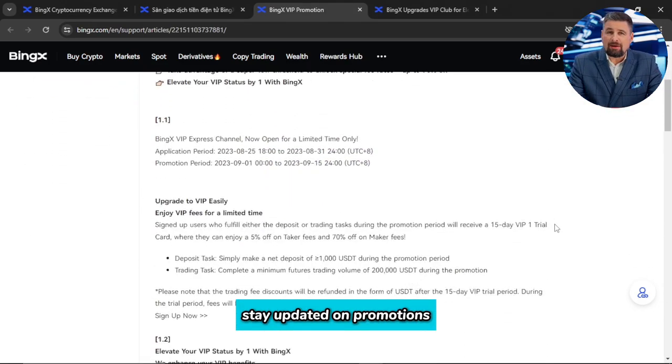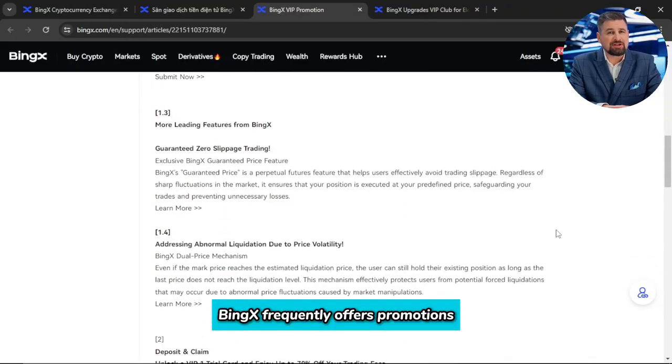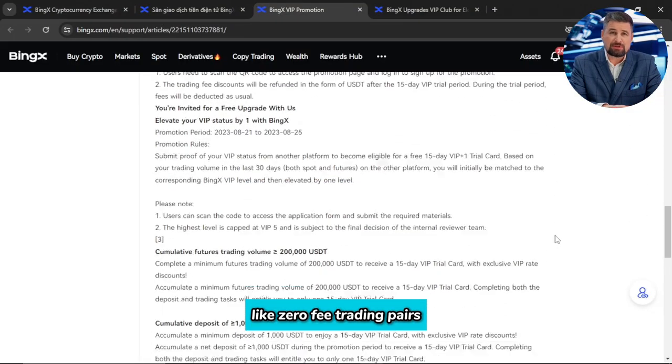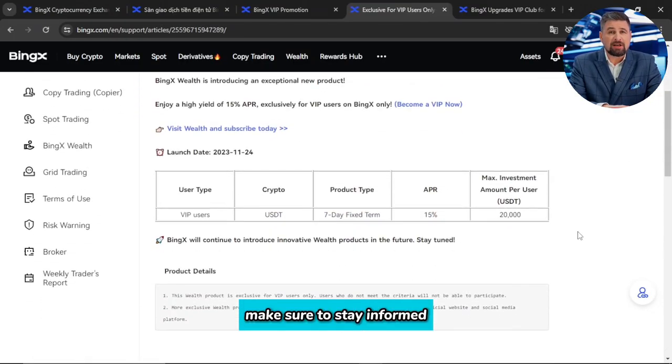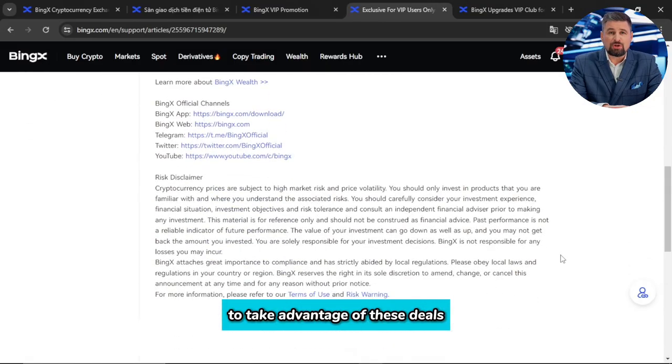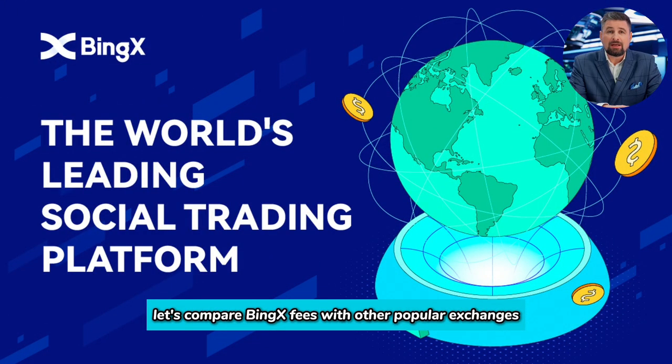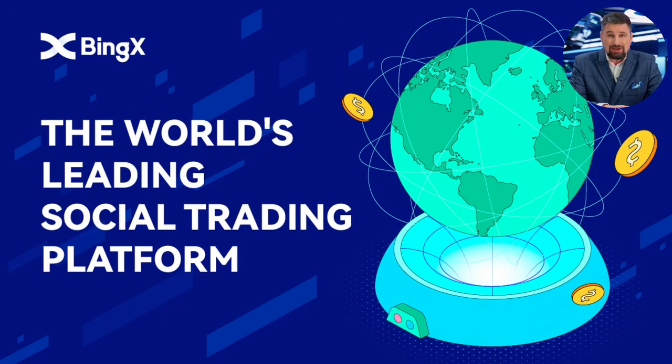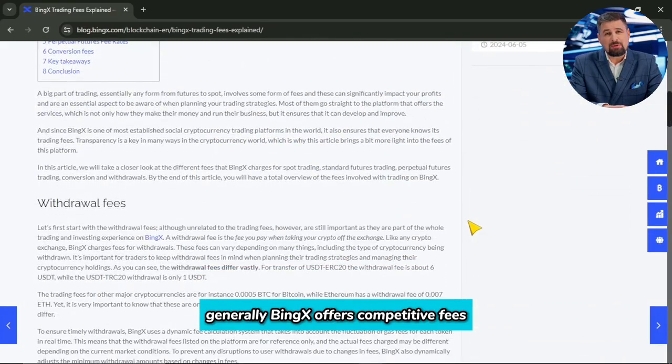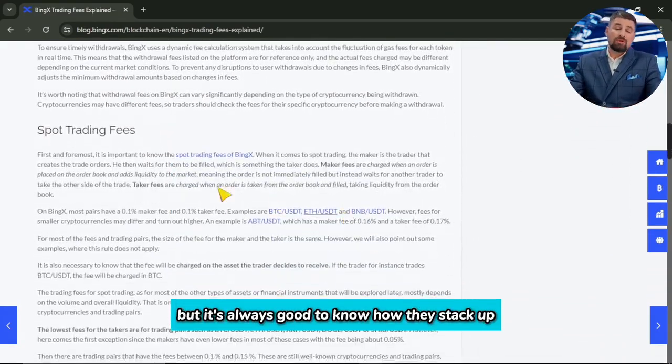Stay updated on promotions. BingX frequently offers promotions like zero-fee trading pairs. Make sure to stay informed to take advantage of these deals. Let's compare BingX fees with other popular exchanges. Generally, BingX offers competitive fees, but it's always good to know how they stack up.